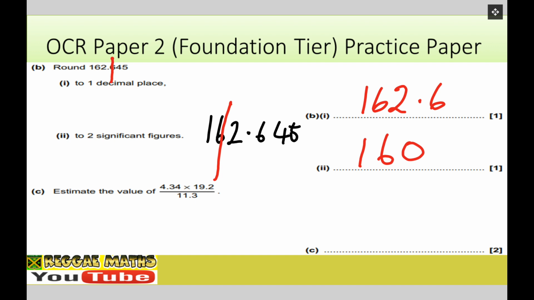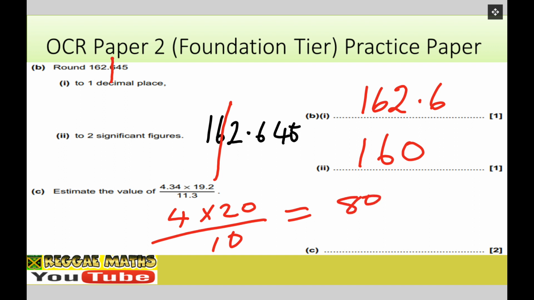Estimate the value. Remember, they're looking for you to use estimation. So I should write 4 times 20 divided by 10. 4.34 goes to 4, 19.2 goes to 20, 11.3 goes to 10. So 4 times 20 is 80, divided by 10 equals 8.